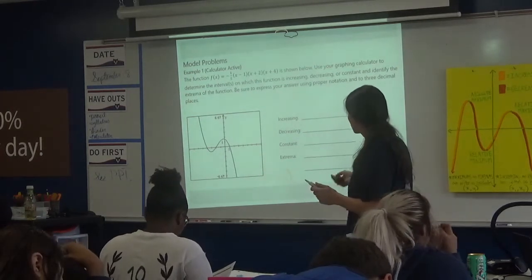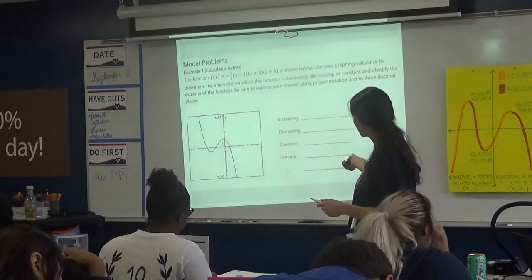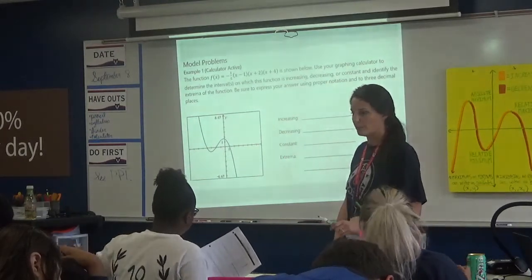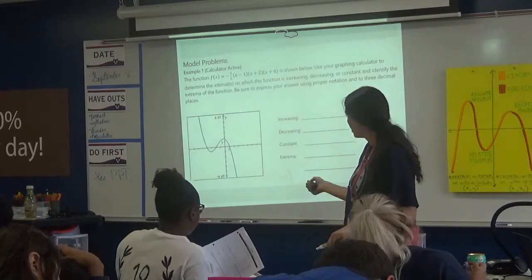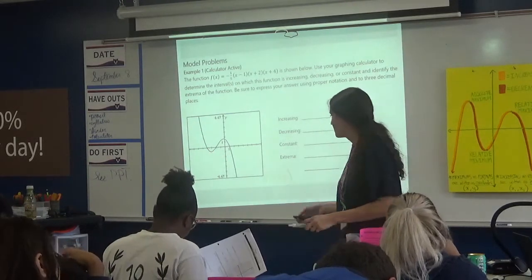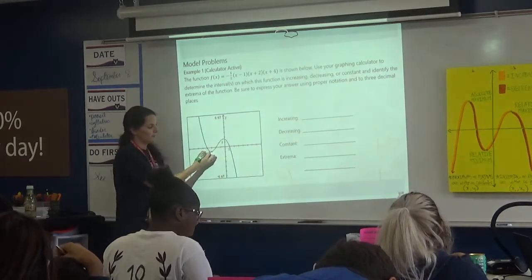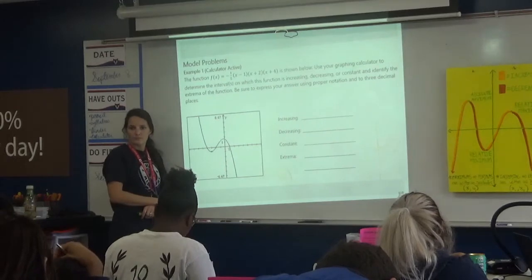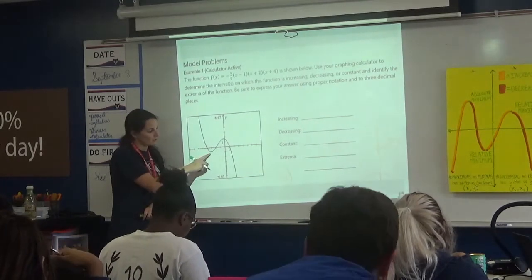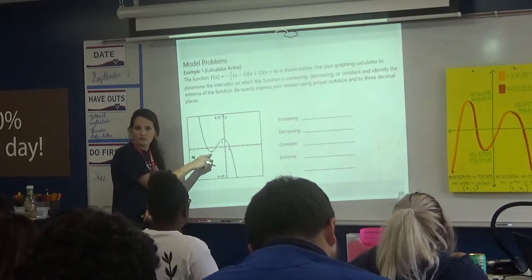For increasing and decreasing, remember these are intervals. For extrema, these are going to be actual coordinate points that we're going to find. On our graph, notice this minimum right here is going to be around negative 3, negative 1, right?